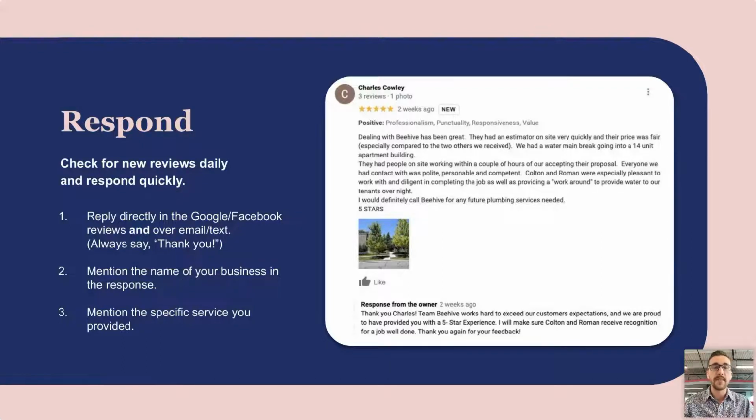Very important. The second thing here, and this is kind of a fun trick, mention the name of your practice in the responses. So you'll see in this example, they thank Charles for the review. Then they say the team at Beehive works hard too. Simply mentioning their company name or your practice name, Beehive in this example, that also plays into Google's algorithm. It associates your practice with a positive review, and that affects your ranking in a positive way.